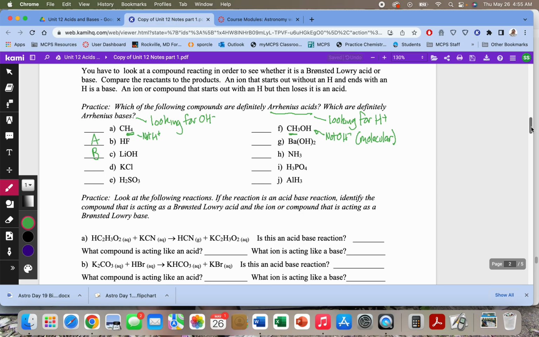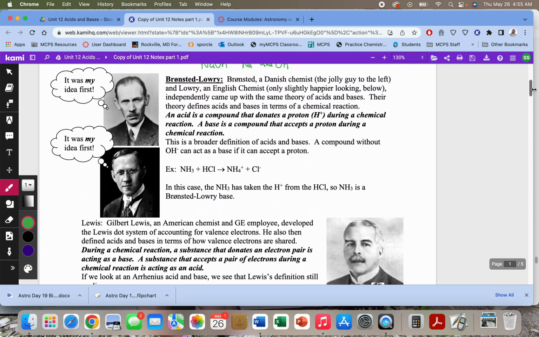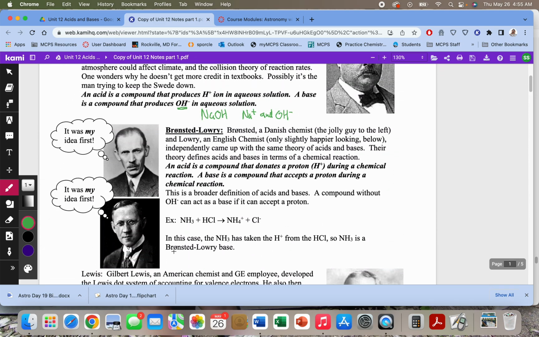Now, there is a second definition for acids and bases created by these two people named Bronsted and Lowry. This is a definition that's based on action, not on identity. It's a much more powerful definition because it implies that an acid is something that donates H plus. And so if I look at a chemical reaction, I look at what's happening, then I can see whether something is acting like an acid or acting like a base. And so we're going to say that an acid is an H plus donor. So acids donate H plus.